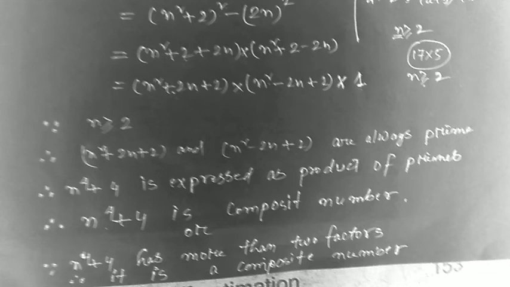Or in short form, you can write this line simply: since n to the power 4 plus 4 has more than 2 factors, therefore it is a composite number.